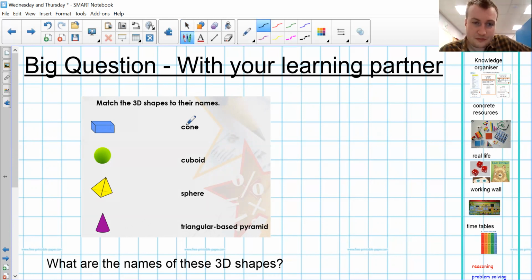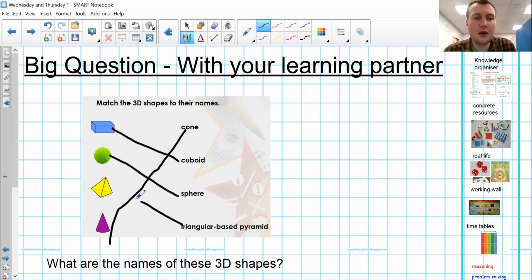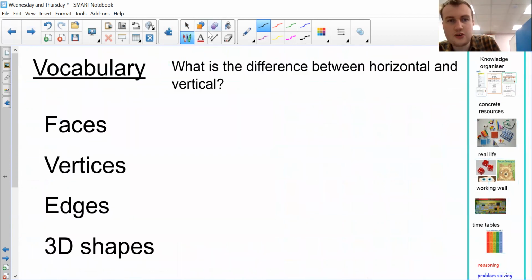So cone is this purple one down here. Oh, a bit of a jolt of my hand, but that's fine. Cuboid, right up here. Sphere is the ball. And the triangular based pyramid is the yellow shape there. So well done if you got those.